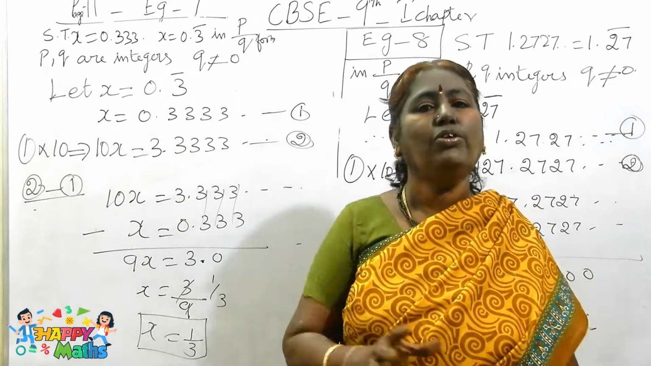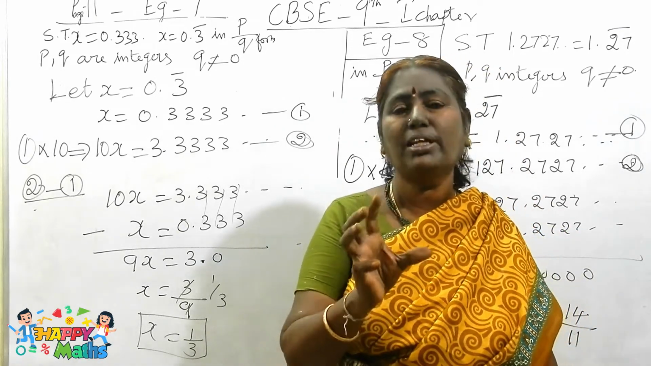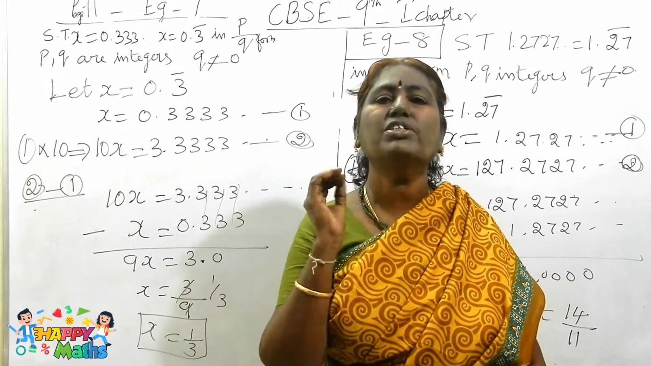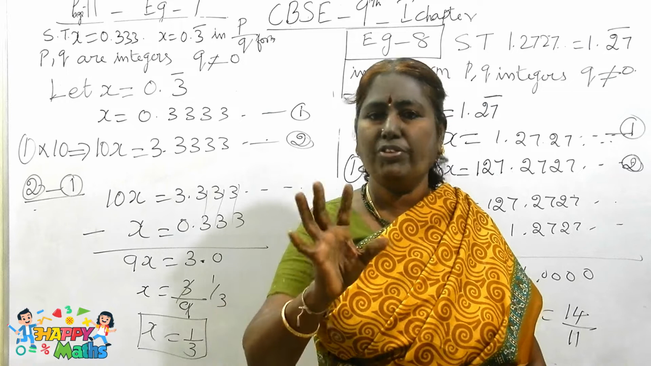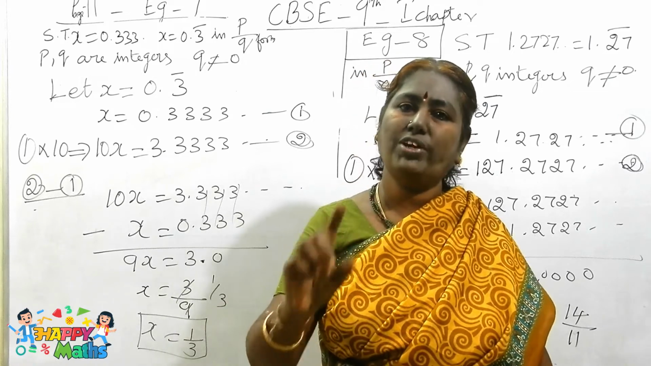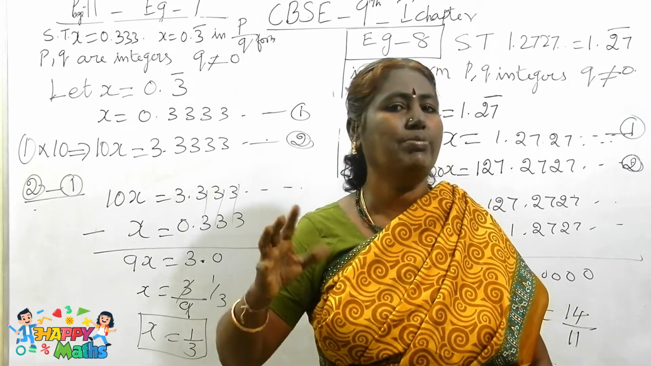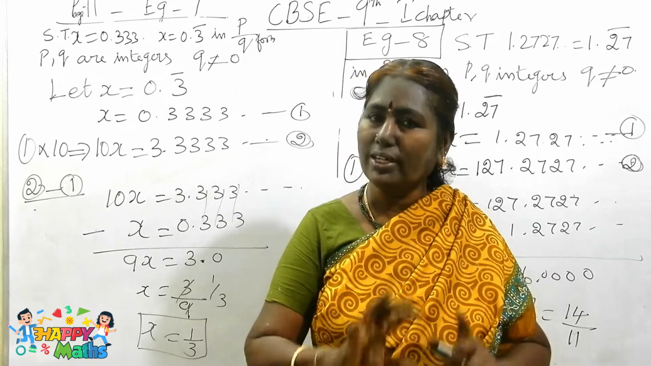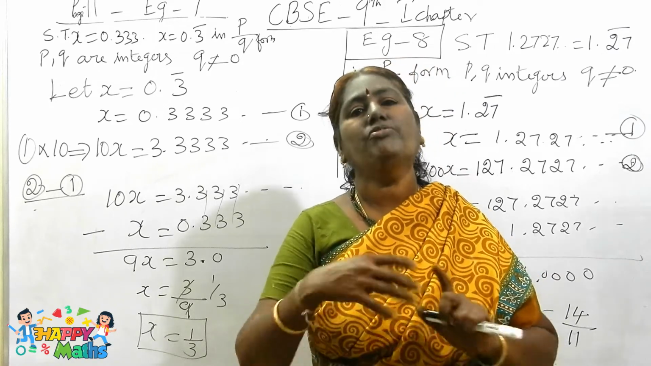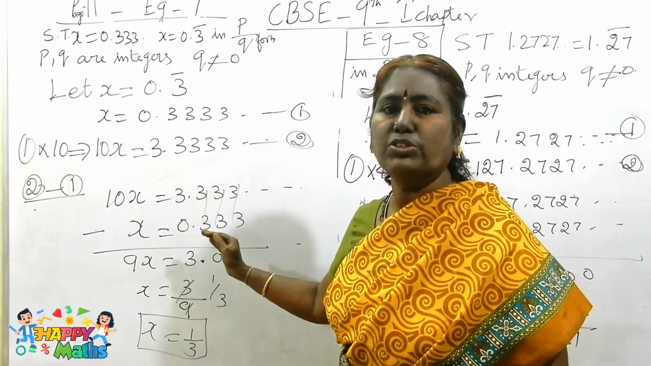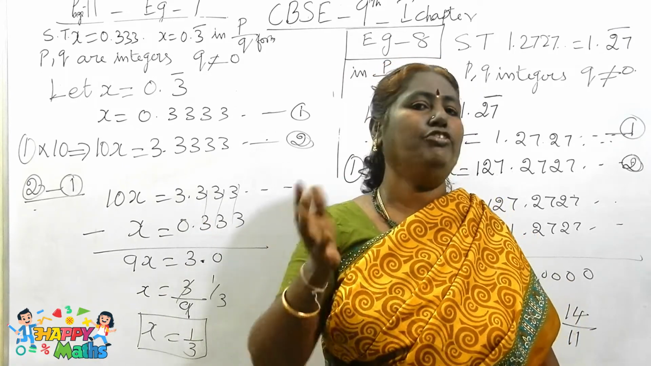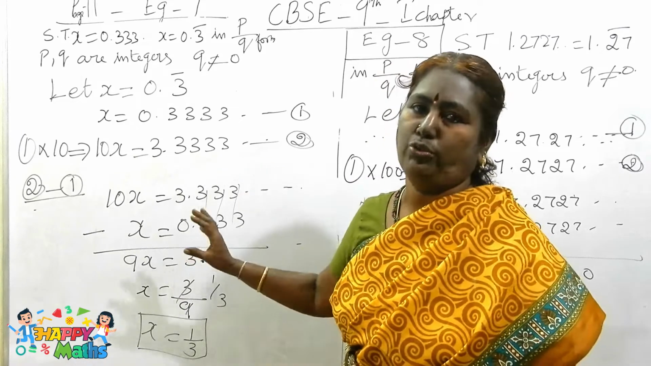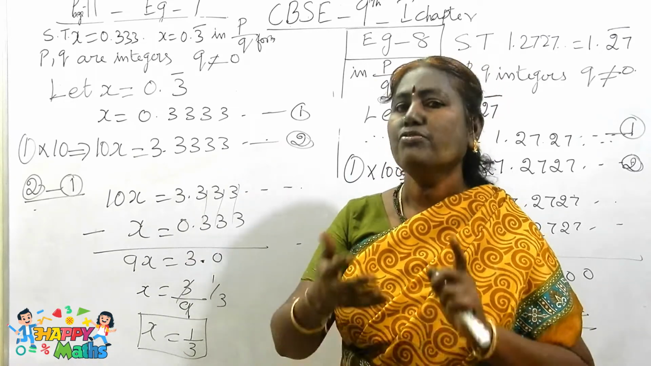See, already we know how to convert decimal numbers into fractions. If it is 0.5, it is 5 by 10. If it is 0.55, 55 by 100. If it is 0.555, then 555 by 1000. So we know how to convert decimal numbers to fractions. This chapter covers how to convert recurring decimals into fractions. That is only our motto. See, recurring decimals into fractions.